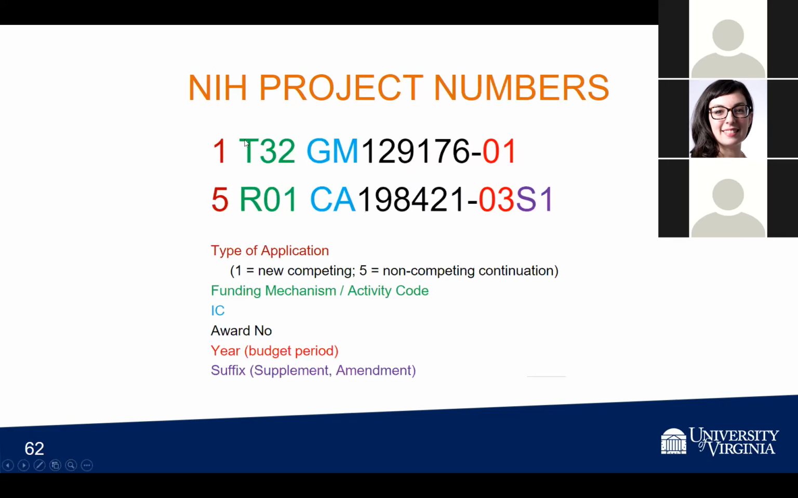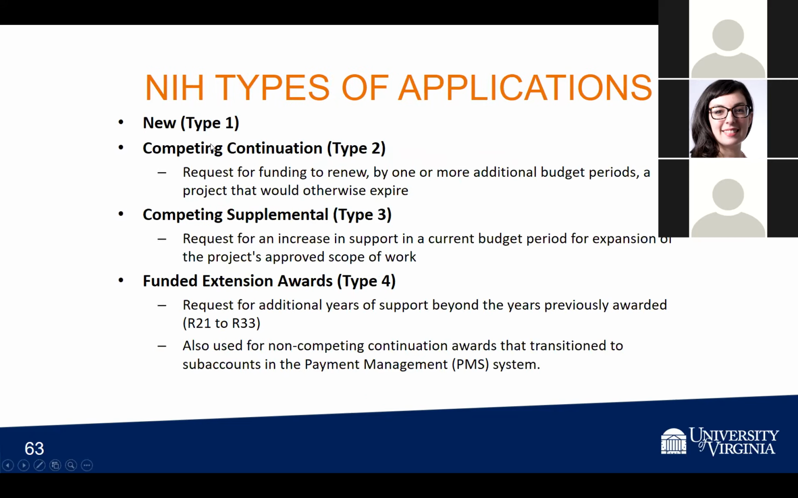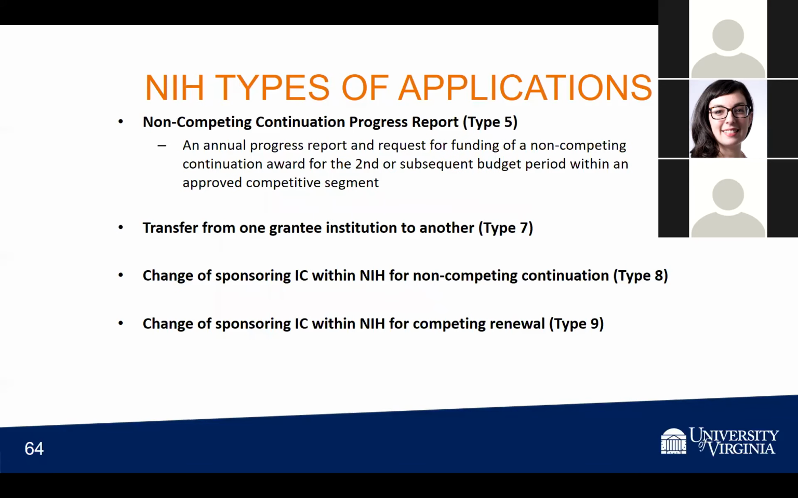So the types, we're going to talk a little bit about this first character here. Here are all the types of NIH applications. Type 1 is a new award. Type 2 is competing continuation. 3 is the competing supplement. Funded extension awards would be type 4. Non-competing continuations are type 5.